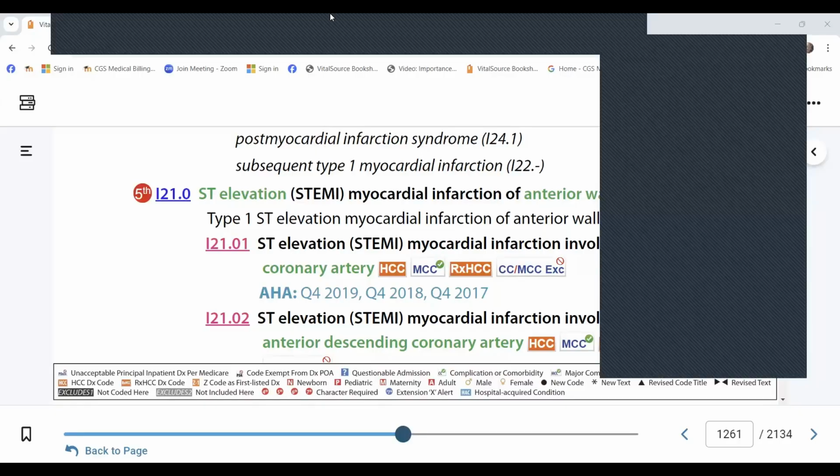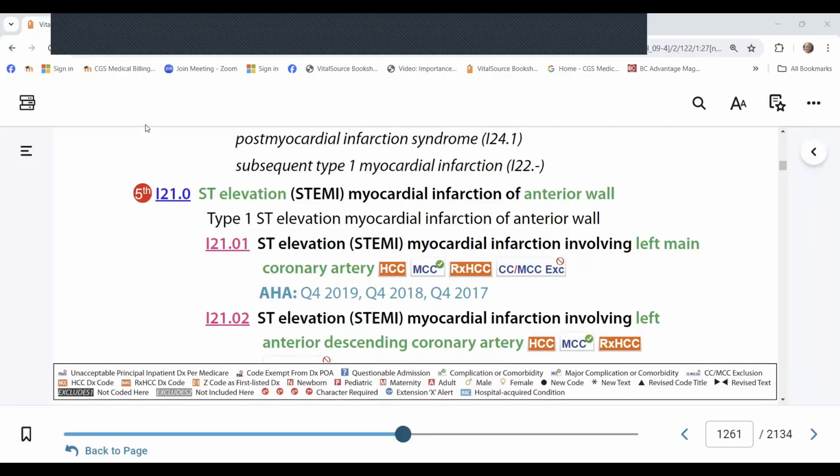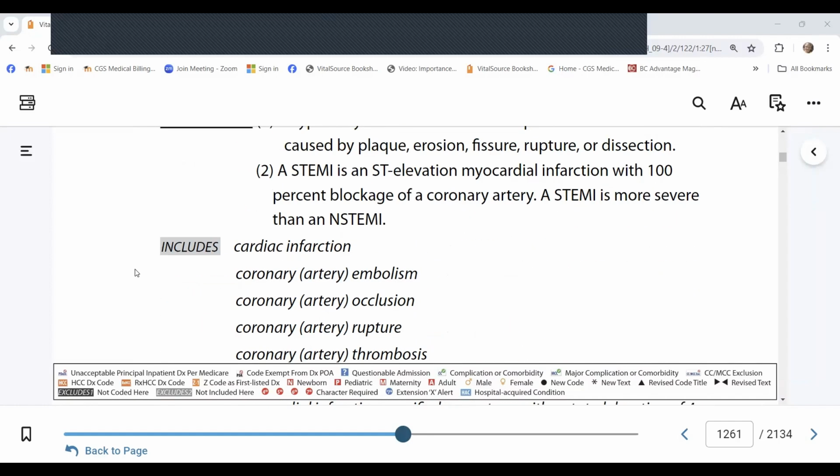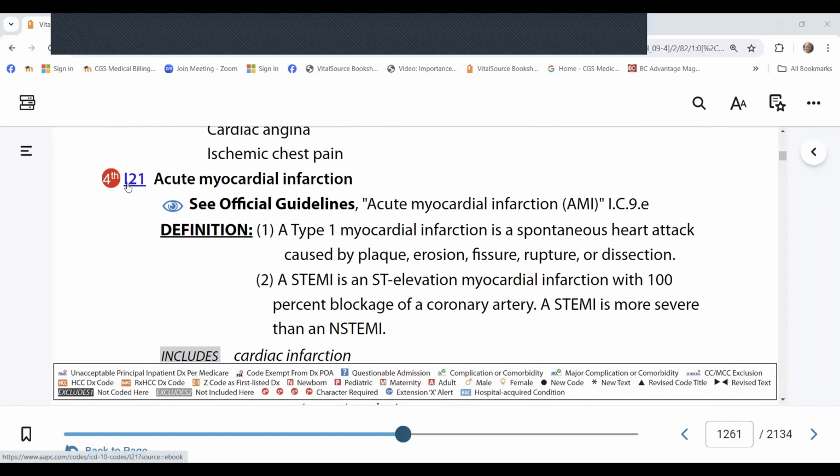Recording in progress. Okay, so now we are in the tabular section, and you can see that I came to I21. By the way, this is an online AAPC publication that I purchased, so it's my electronic book, basically. You can see I21 is for acute myocardial infarction. And notice it's quoting that section of the guideline that I told you to review.